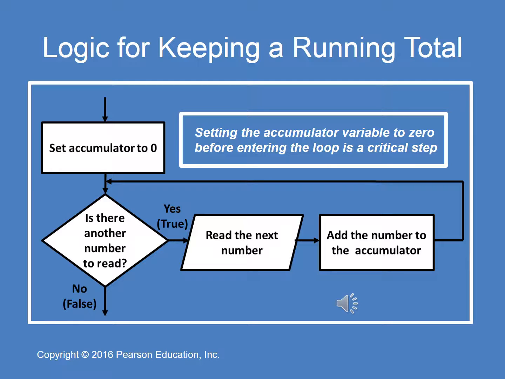Is there another value to read? Yes. Read the number and add the number to the accumulator. Then we go back up. We check, is there another number to read? That could be a count controlled loop. It could be looking for the end of file. There are various ways of controlling or coding that question.